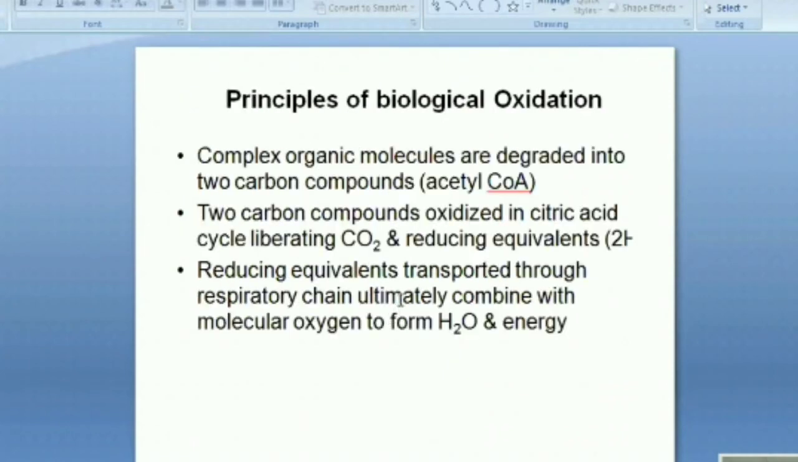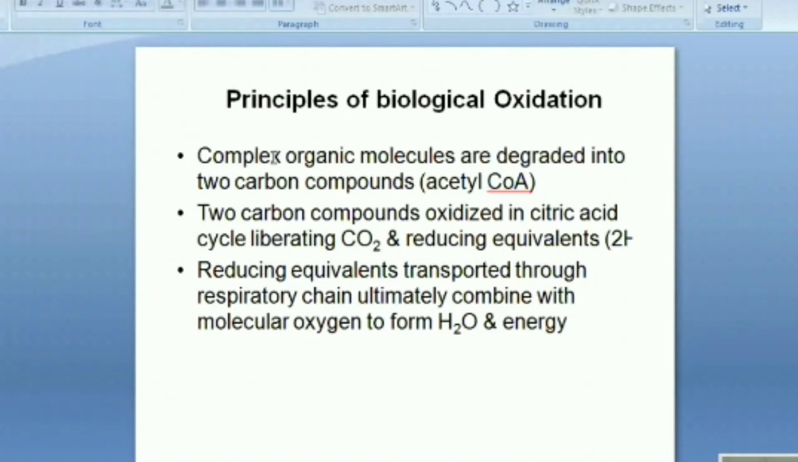Next come to the principles. This principle of biological oxidation is very important. You know this. Complex organic molecules are degraded into two carbon compounds. That means whatever we take, carbohydrate, protein, fat, that is ultimately converted to the two carbon compound acetyl CoA. Next point, this acetyl CoA in the citric acid cycle is completely oxidized, forming carbon dioxide and reducing equivalents.